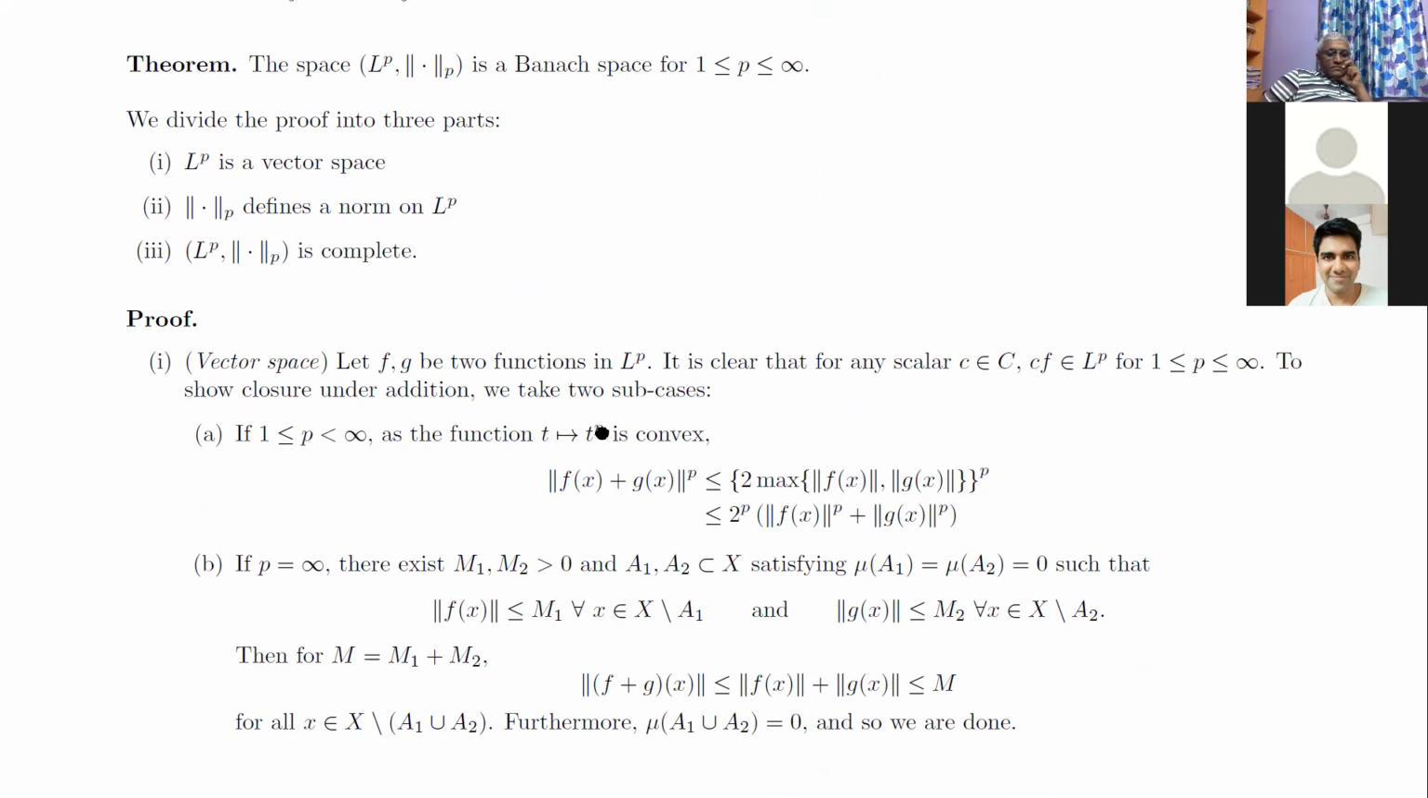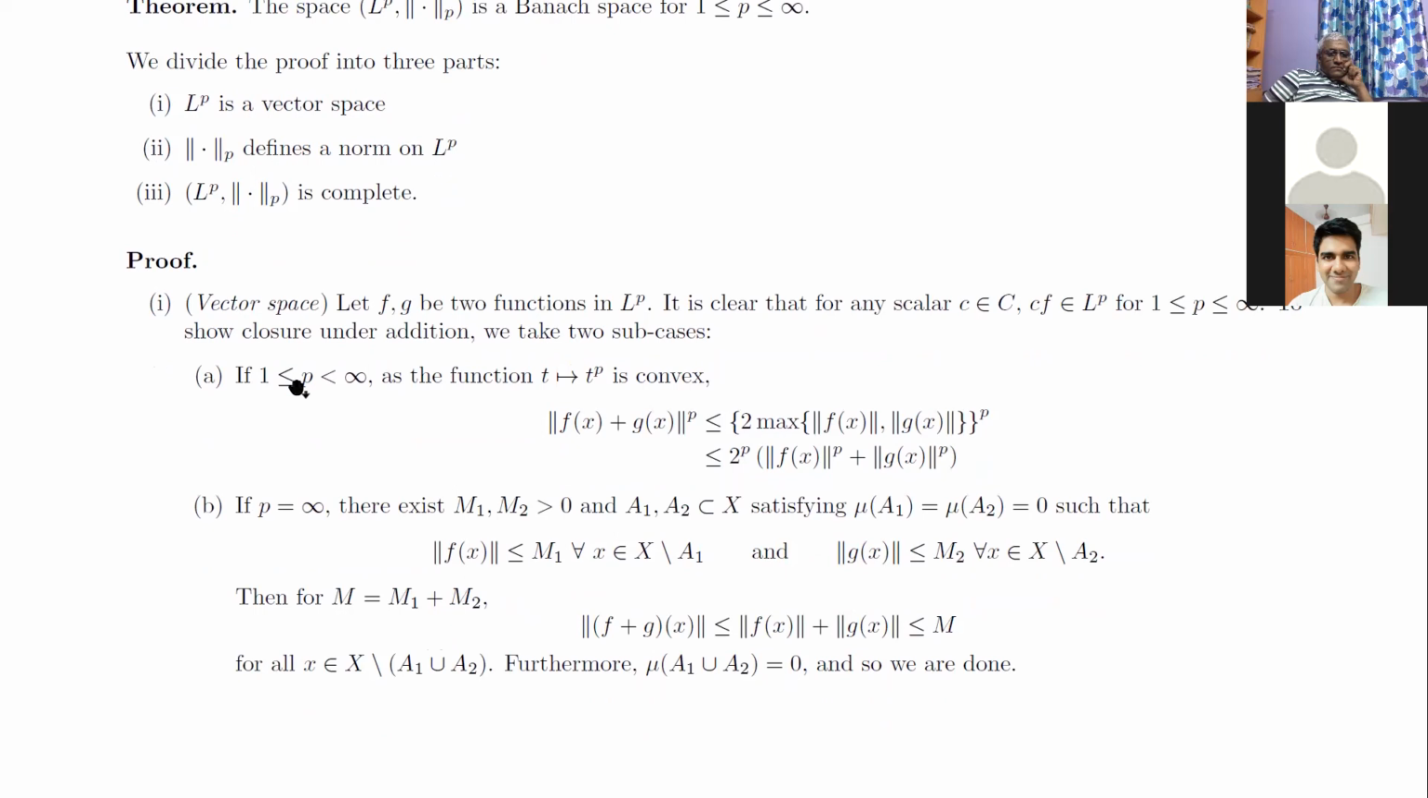To show closure, we divide it into two subcases. If we take a p which is finite and greater than or equal to 1, since the function t goes to t^p is convex, if we take |f(x) + g(x)|^p, by which I mean complex numbers, this is less than or equal to (2 max(|f|, |g|))^p, and taking 2 out, a simple inequality will show that |f(x) + g(x)|^p is less than or equal to 2^p times (|f(x)|^p + |g(x)|^p). And so this proves the boundedness condition which we require.